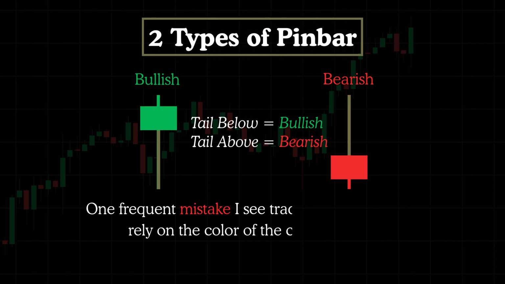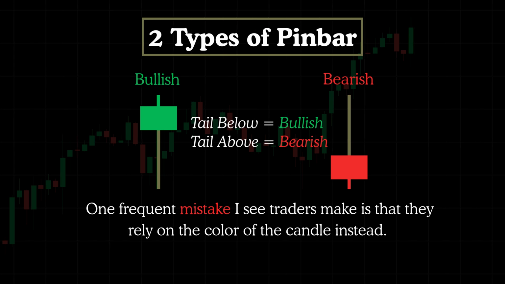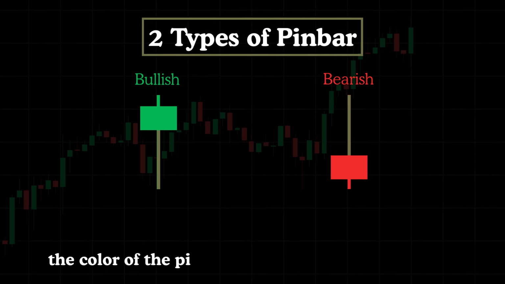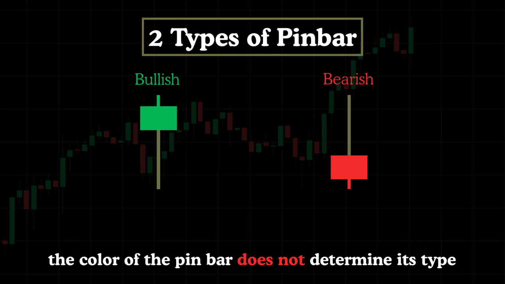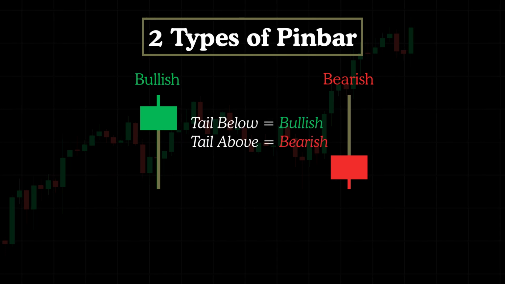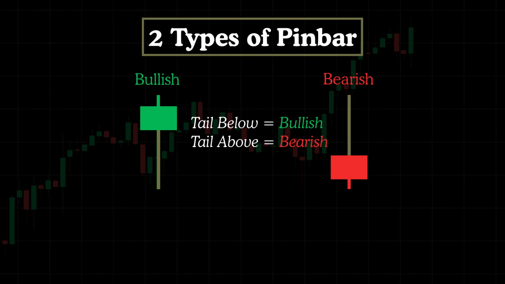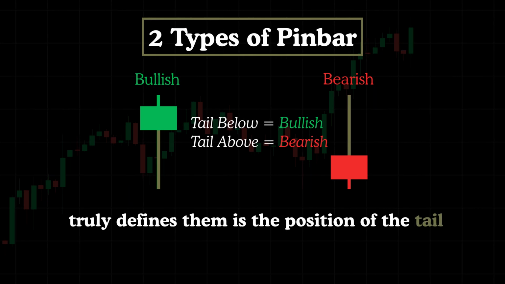One frequent mistake I see traders make is that they rely on the color of the candle instead. Don't fall into that trap. The color of the pin bar does not determine its type. A bullish pin bar can appear as either a green or a red candle, and the same applies to a bearish pin bar. What truly defines them is the position of the tail.